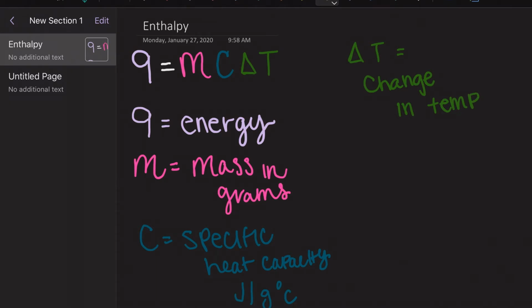Delta T is the change in temperature that you're looking for, and it's the final temperature minus the initial temperature. This equation helps us determine the amount of energy that we would need to change a substance by a certain temperature. So if we started at 0 degrees Celsius and went up, how many joules of energy are we going to need to put in if for every joule it goes up 1 degree Celsius, or for every 2 joules it goes up 1 degree Celsius? That's what this equation tells us.